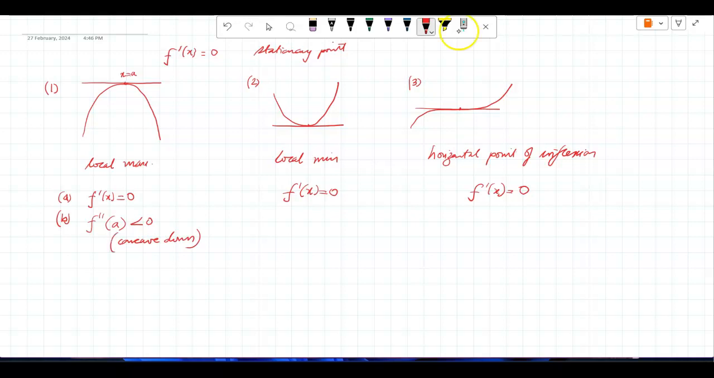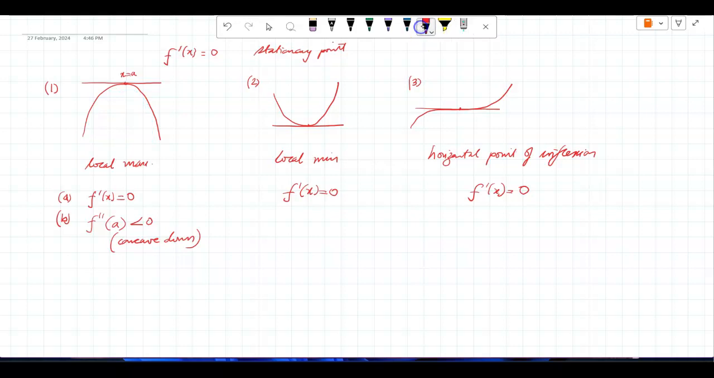So basically what you need to remember is, to get a local maximum, two conditions are required. Your first order derivative has to be 0 and your second order derivative has to be negative at that point. Means it should be concave down. Second order derivative negative means it's concave down.